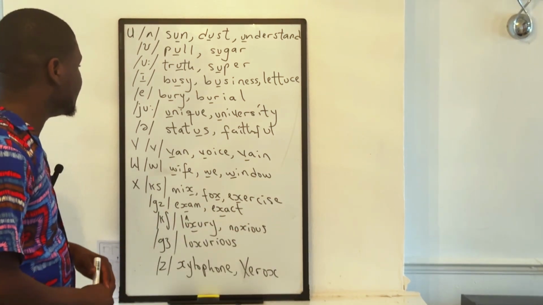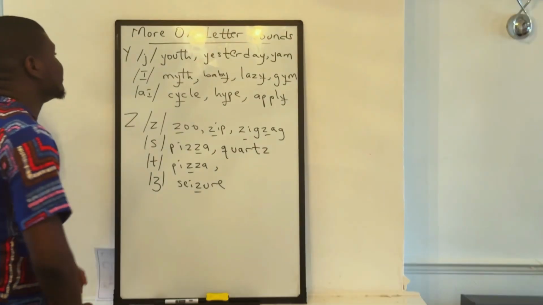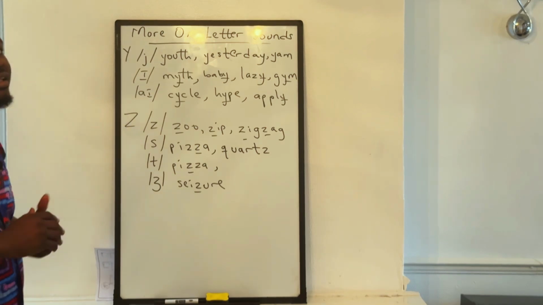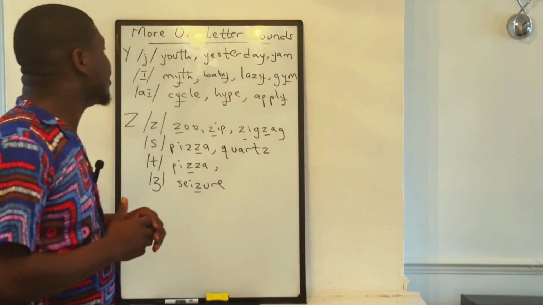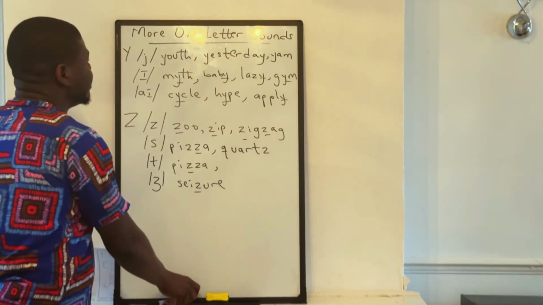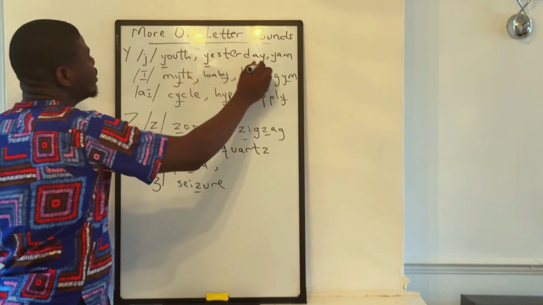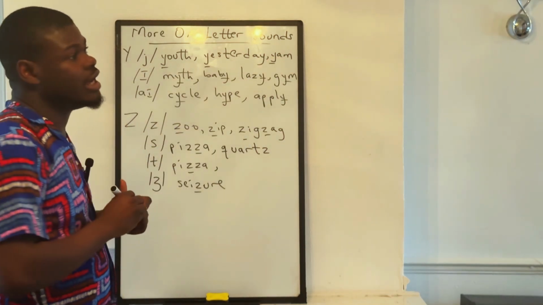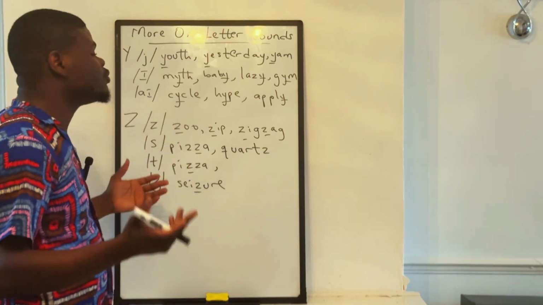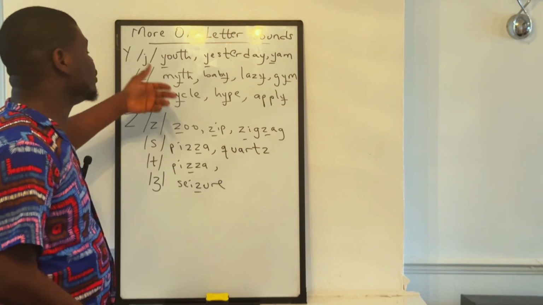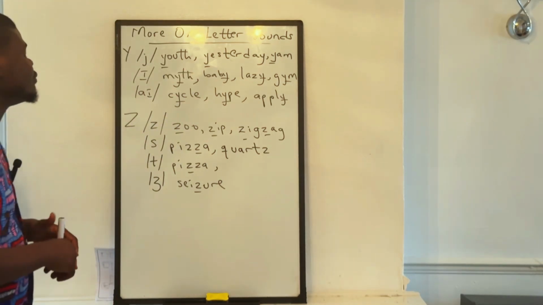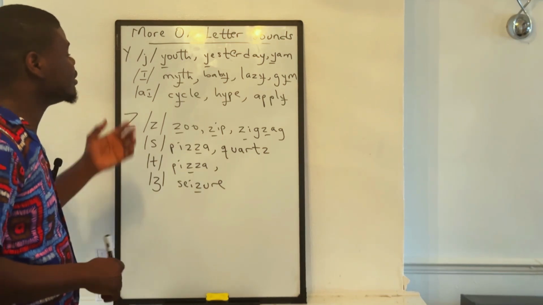So that's letters U, V, W, and X. The last set of letters we're looking at are the letters Y and Z. Letter Y gives us the Y sound, as in youth, yesterday, yam, yes. Most times when letter Y starts a word, it's usually the Y sound. Take note of that. Letter Y can also give us the E sound, as in myth, the same sound letter I would give us.